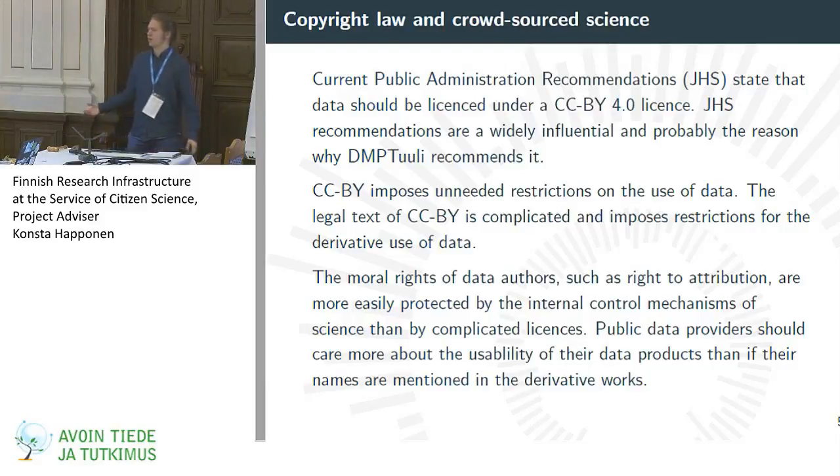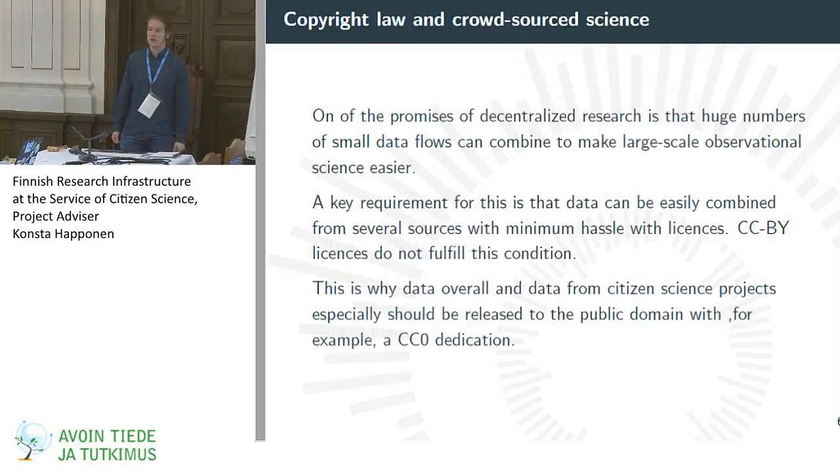But how do you attribute, for example, if you have 1,000 data sets licensed with Creative Commons licenses and other different licenses, and create a new data set? And even if you could do that, and even if it wasn't very hard, there are very few guides on how to do that. So the kind of restriction might come from the legal text, which is complicated and which does not specify how the attribution should be done. So my recommendation would be that whenever data is released, whether it be a citizen science project, but especially in citizen science projects, that it would be released under a public domain dedication like CC0.